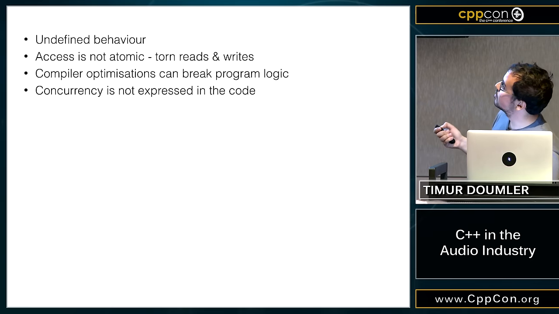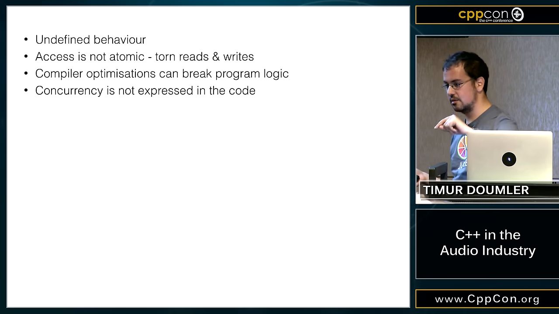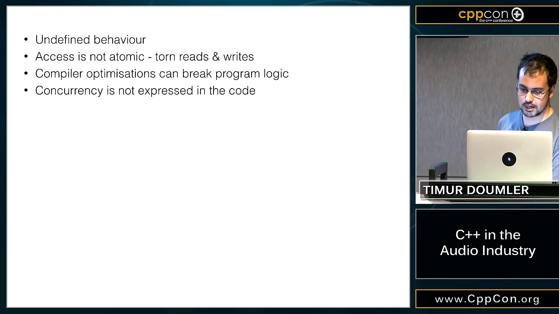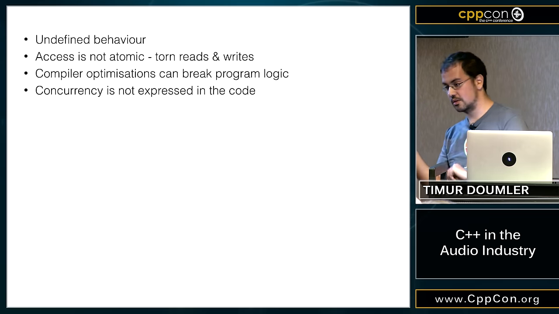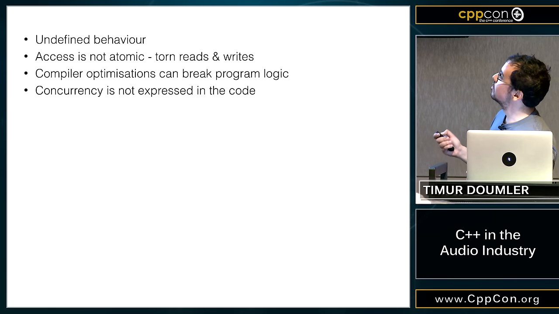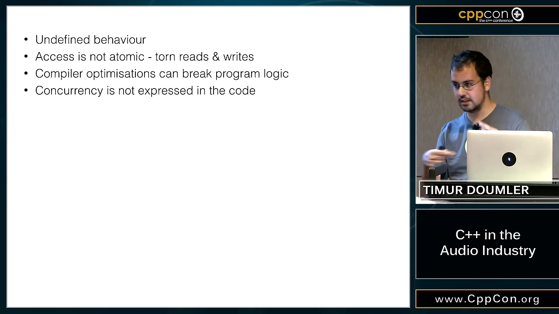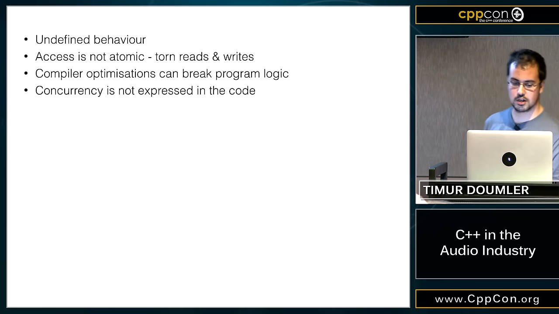So you can get undefined behavior. The access to your data can be non-atomic, which means that the thread may see a value that's in between the old and the new value. It's called a torn read or a torn write. Also, if you write code like this, where you don't use any locks and it's not atomic, you can have compiler optimizations that break your logic, because the compiler thinks you're not modifying that code and there's no lock or synchronization anywhere.